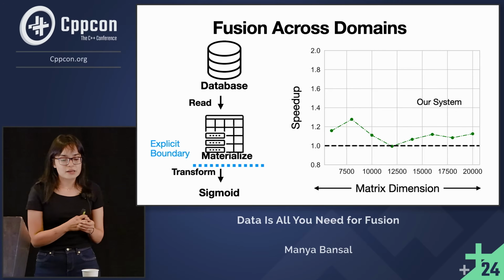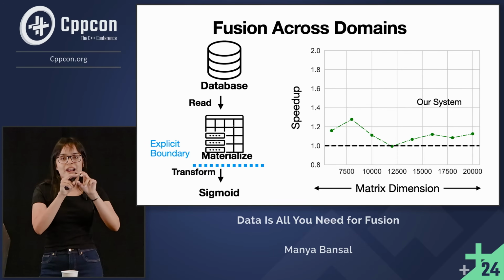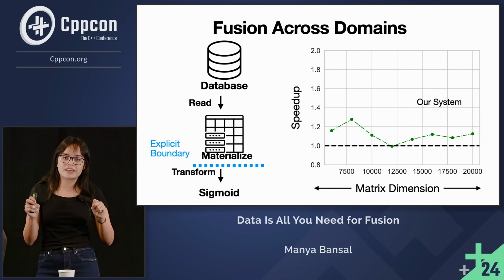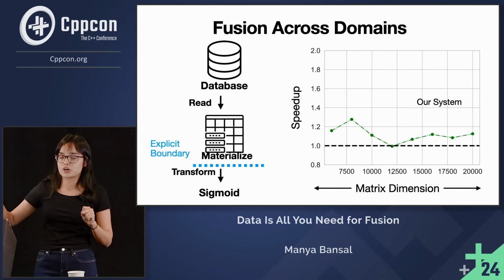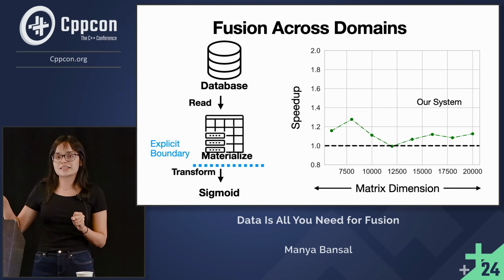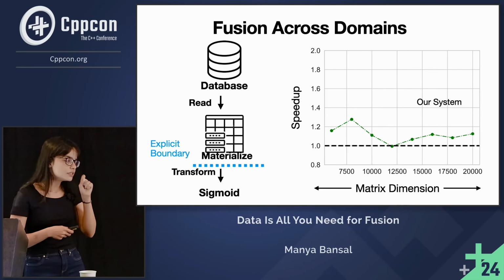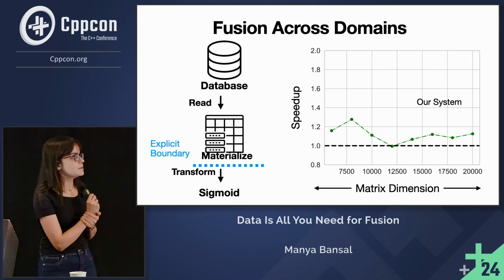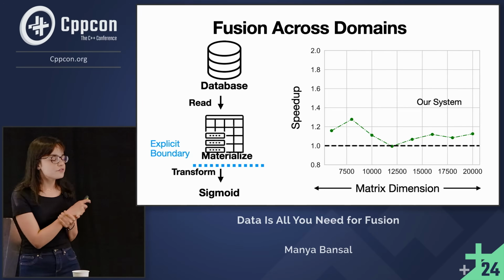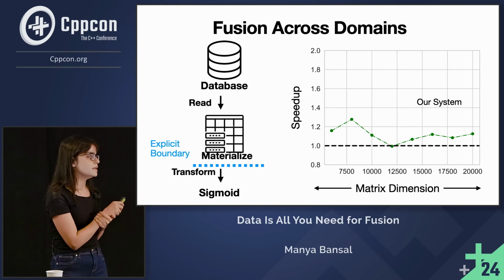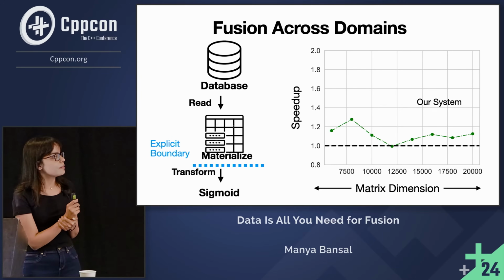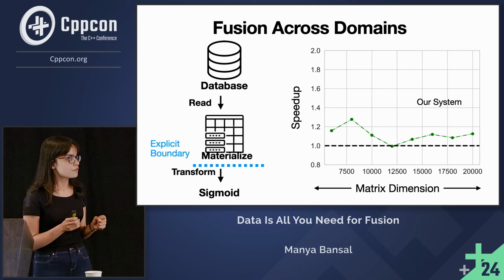Instead of materializing my entire output, I'm just going to materialize those little chunks of the output that I'm going to be performing the sigmoid on. So I'm actually also going to get asymptotically better memory footprint behavior. And it turns out you can get speedups over this also. So that unfused implementation is just me calling TileDB and a nice sigmoid function. Our system does that fusion for you.